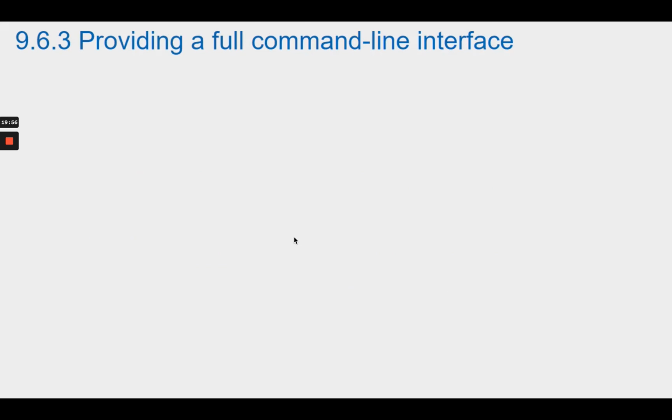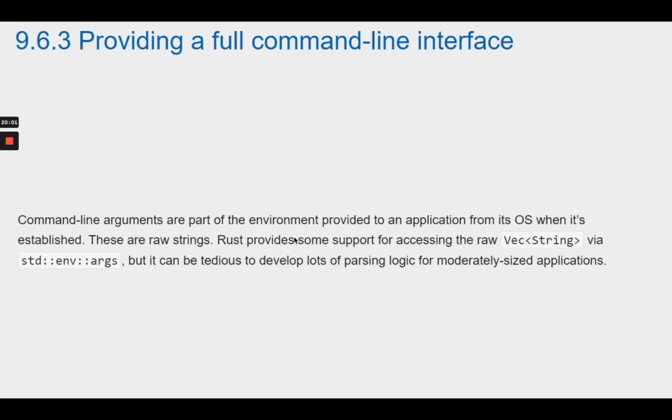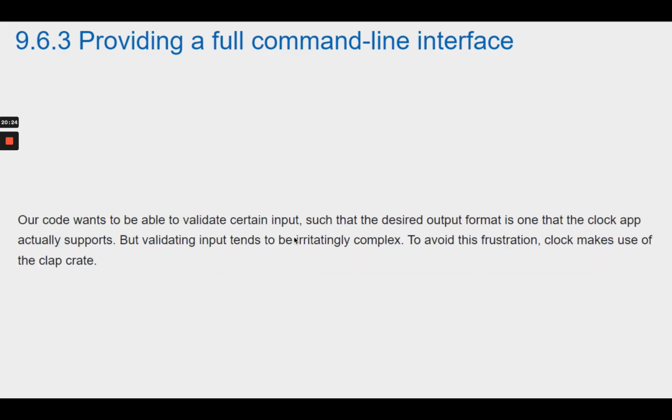Section 9.6.3. Providing a full command line interface. Command line arguments are part of the environment provided to an application from its OS when it's established. These are raw strings. Rust provides some support for accessing the raw vec of strings via std::env::args, but it can be tedious to develop lots of parsing logic for moderately sized applications.